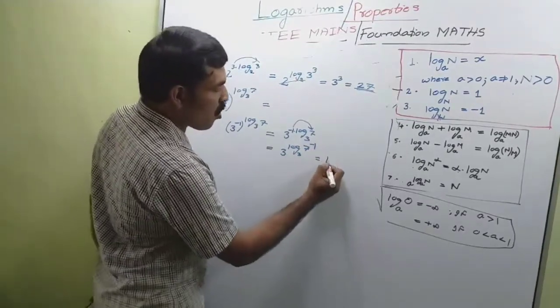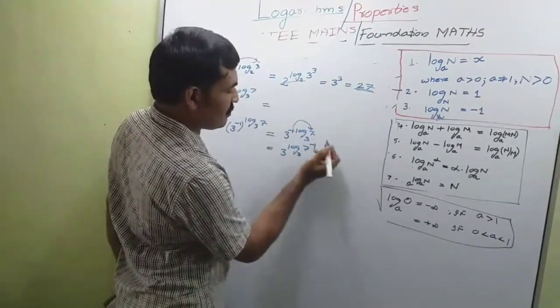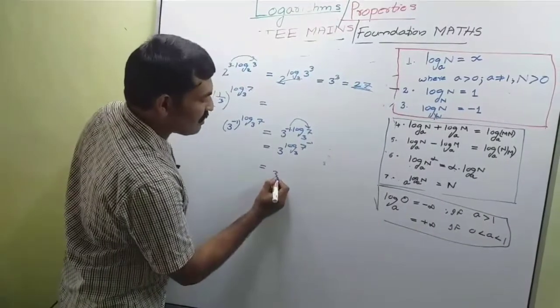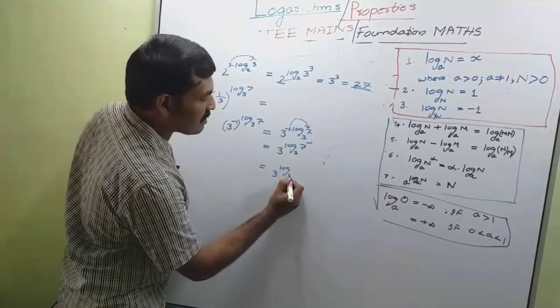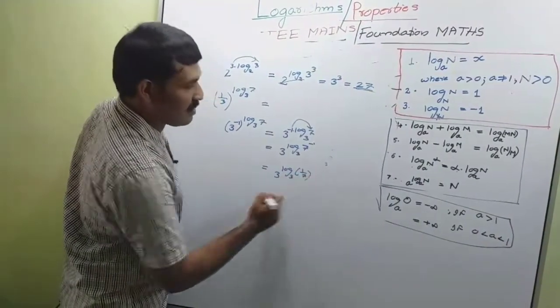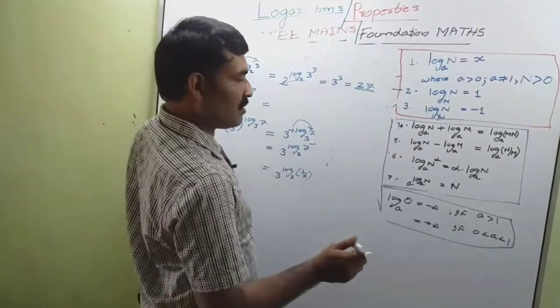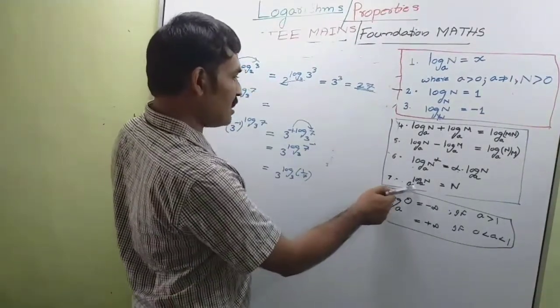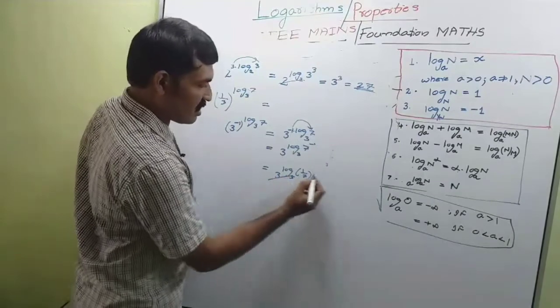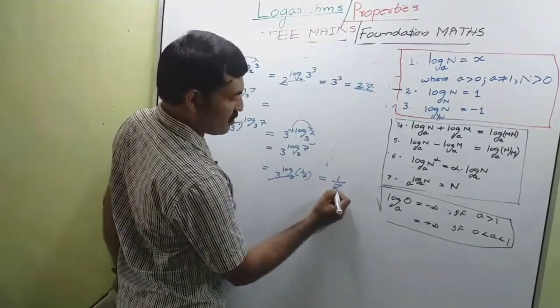That is equal to 3 raised to log base 3 of 1 by 7. And using this property, 3 and 3 get cancelled. This is equal to 1 by 7.